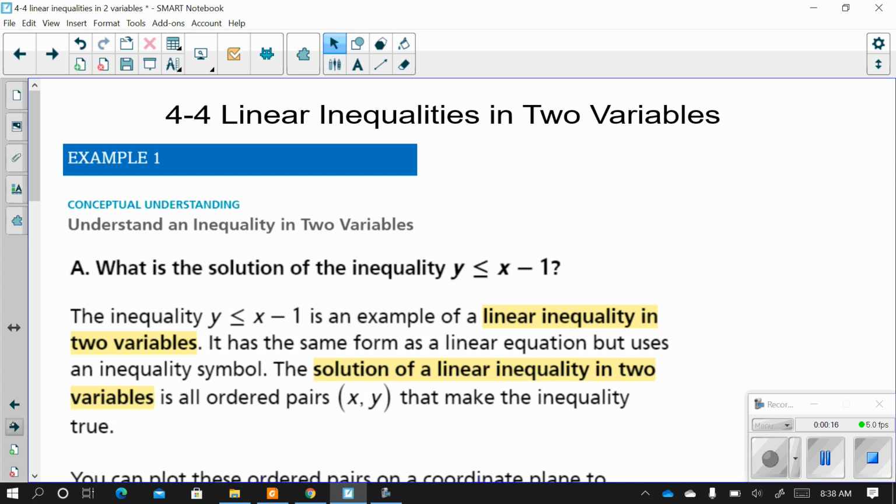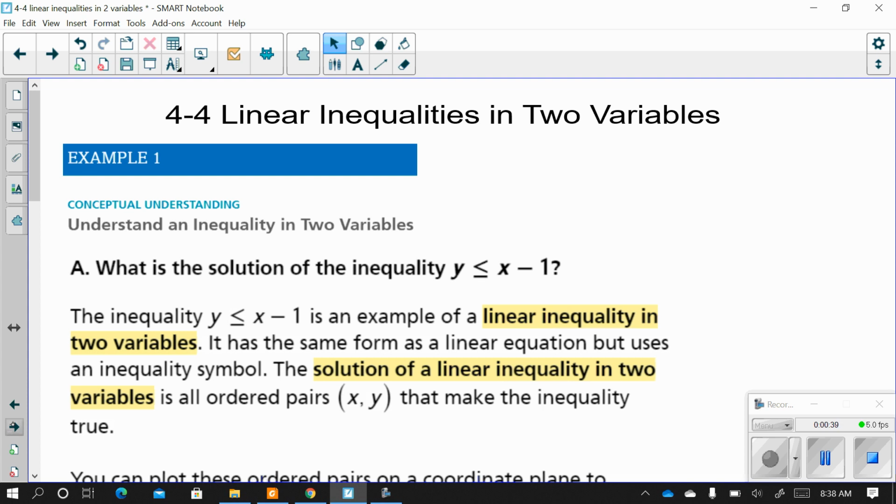Okay, so what's the solution of the inequality y is less than or equal to x minus 1? Well, this inequality is an example of a linear inequality in two variables. Remember back in chapter 1, we spent some time solving inequalities, but they only had one variable, like x is less than 2x plus 4. Now we're looking at what happens when we have a y and an x.